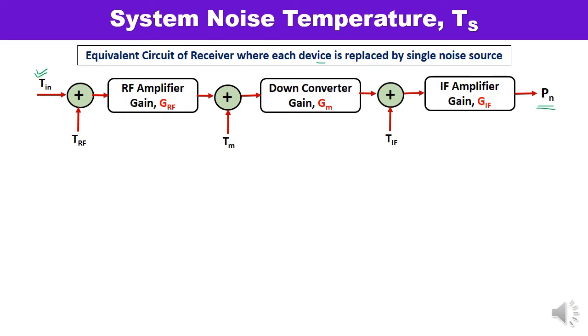Now you have to write down the expression for the total noise power at the output of the IF amplifier. How are you going to write it? You know that the total noise power at the output will be the sum of the first stage, second stage, and third stage at the output.